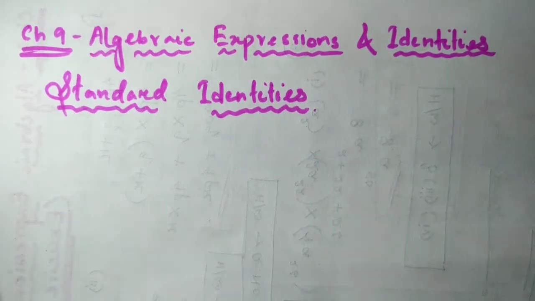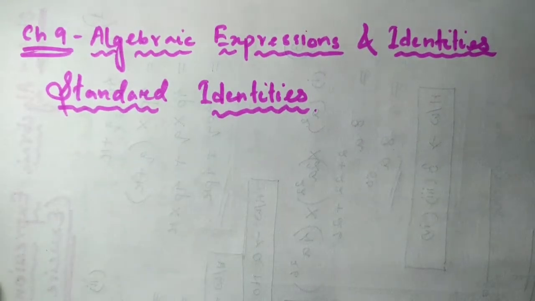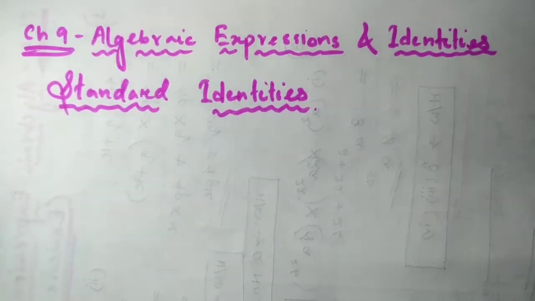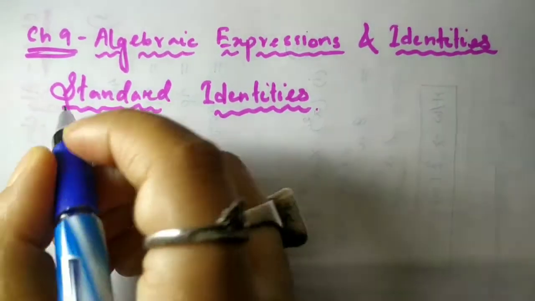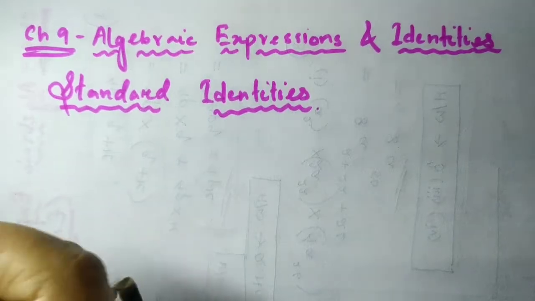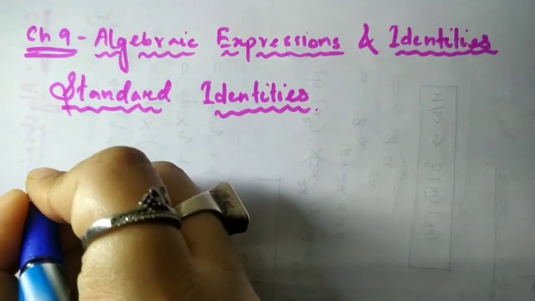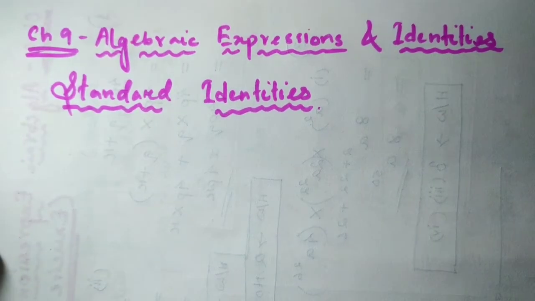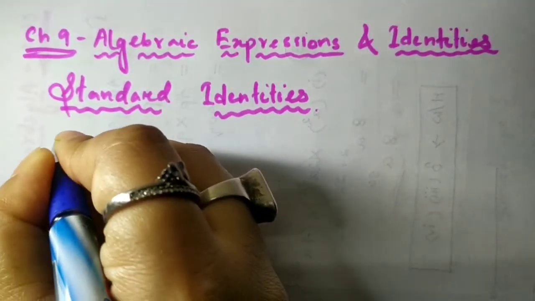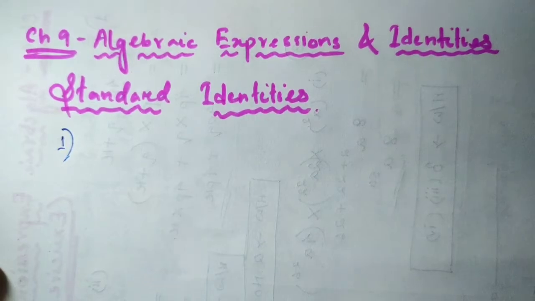Hello everyone. Today we are going to start with the last exercise, that is exercise 9.5 of chapter 9, that is algebraic expressions and identities. So before we begin with the exercise, I'd like to explain to you the identities that will be used in this exercise. It was already given in the previous documents that I have given to you. I just like to remind you the important standard identities.